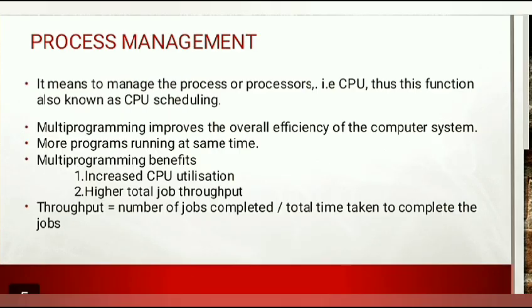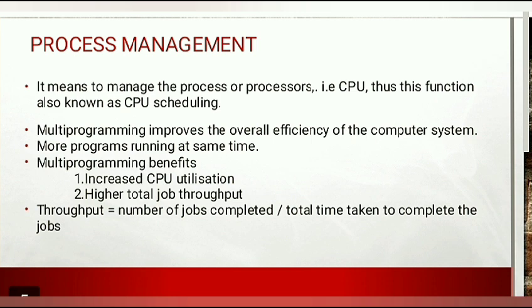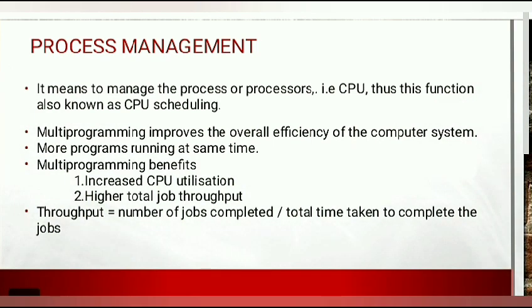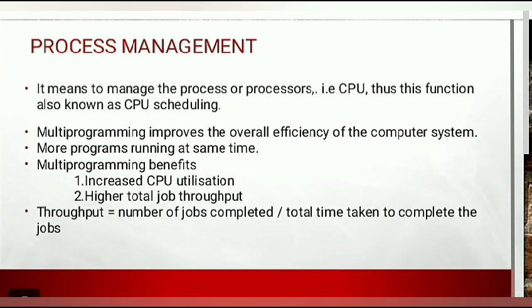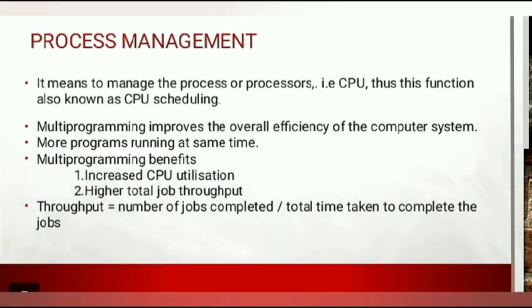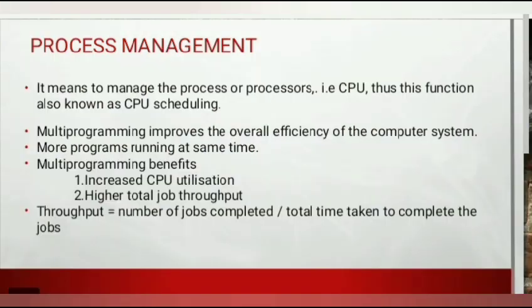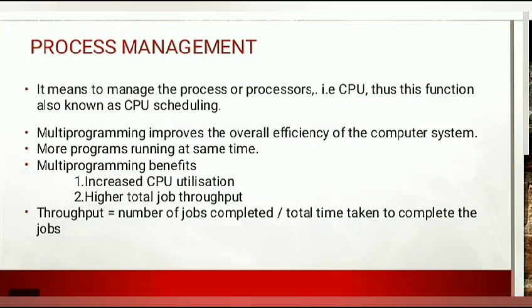Process management means to manage the process or processor. This function is said to be CPU scheduling. Multiprogramming improves the overall efficiency of a computer system, which means more programs running at the same time. It usually increases CPU utilization rate as well as high total job throughput. Throughput is also said to be the number of jobs completed to the total time taken to complete the job.